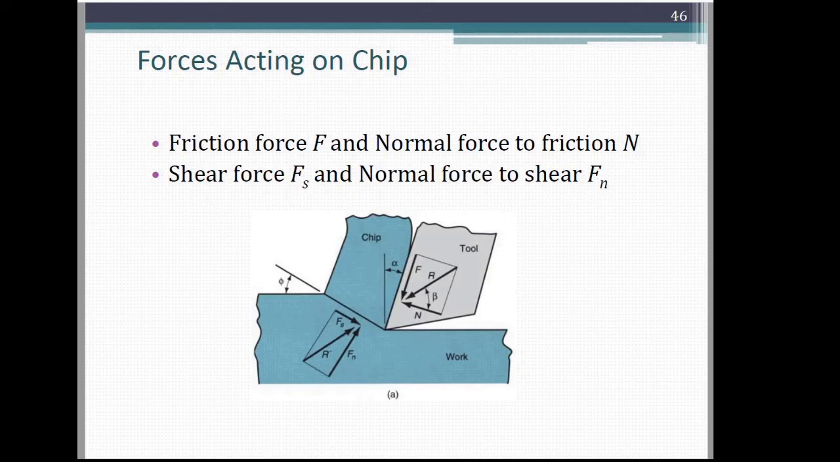Let us identify what are the forces which are acting during a metal cutting operation. First of all, we shall take the case of a chip. When the chip moves over the top of the tool, it experiences a frictional resistance and a frictional force F is acting. We can also draw a normal to the frictional force N.